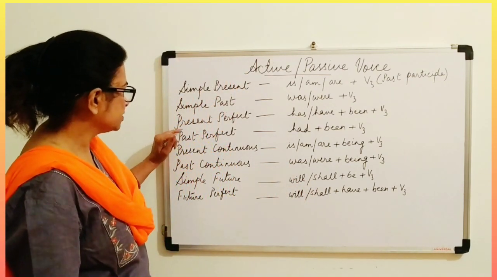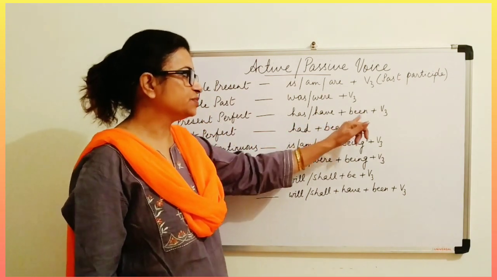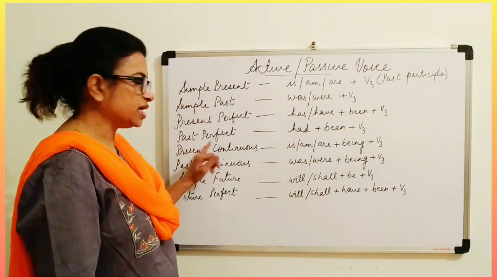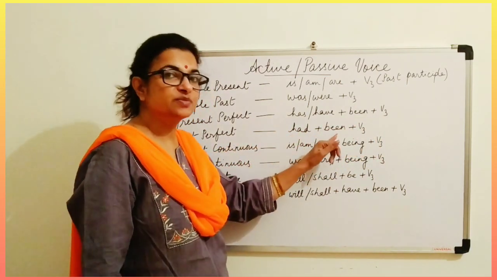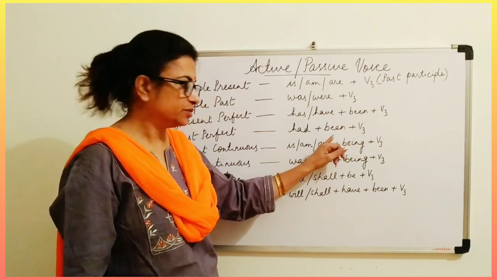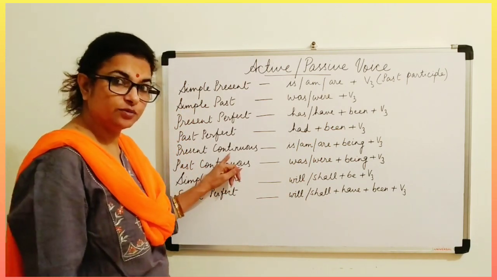So now come to this one, present perfect. Present perfect: has, have plus been plus V3. This formula you have to apply. For the past perfect, had plus been plus V3. Now being, the be form, this you have to insert here. For continuous, the ing form you have to apply.